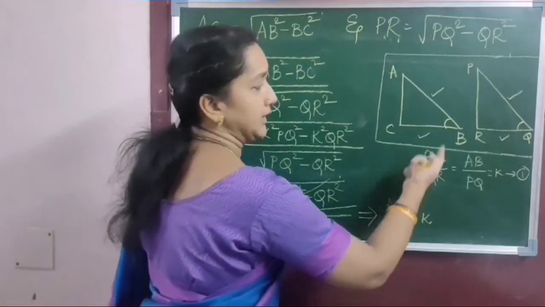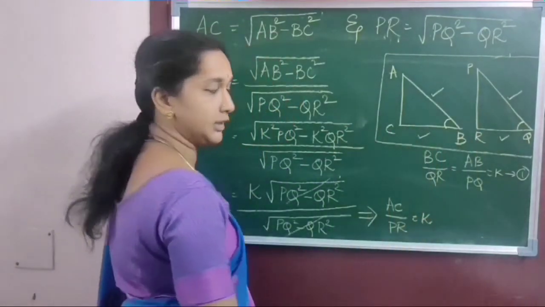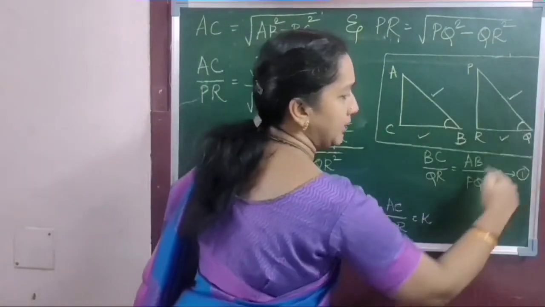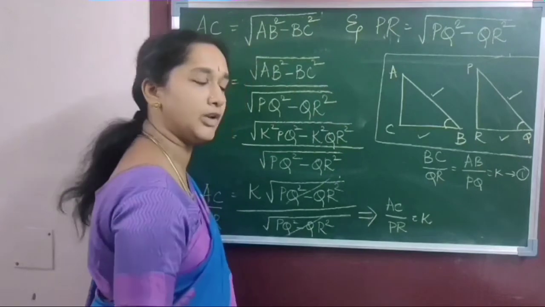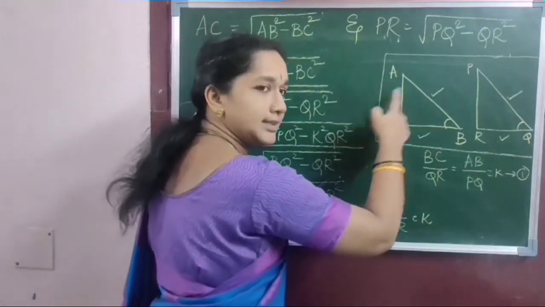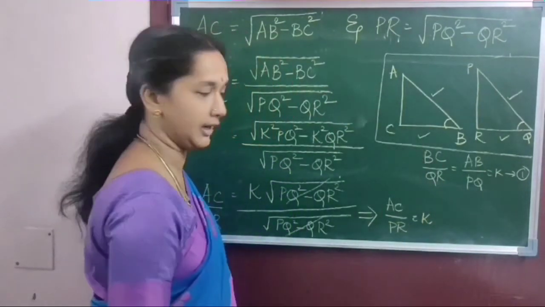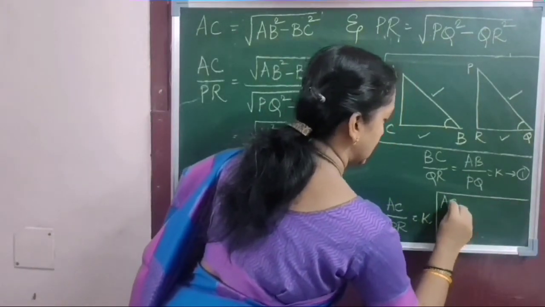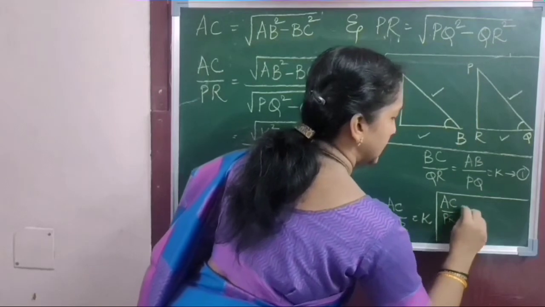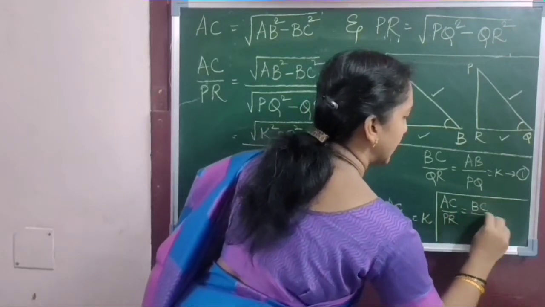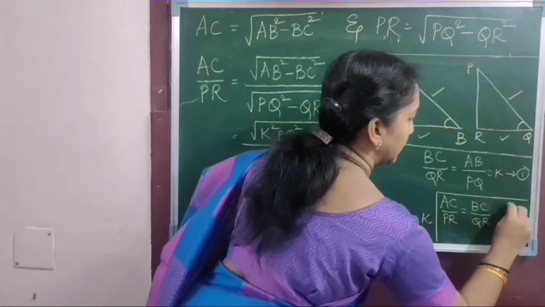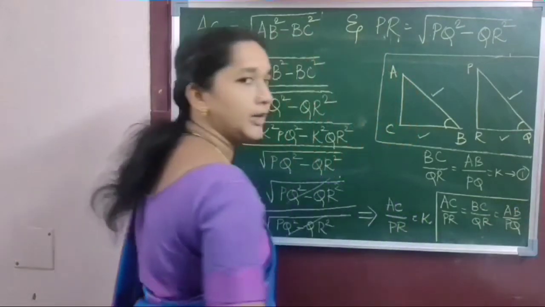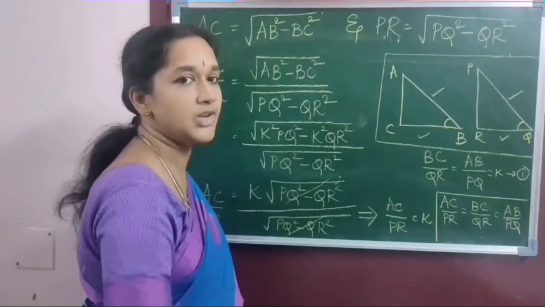Already what we have been given, the other two sides are equal: BC by QR is equal to AB by PQ, and that value is equal to K, we said. Now we are saying the third side is also equal to K. So finally, AC by PR is equal to BC by QR is equal to AB by PQ. So all are equal.